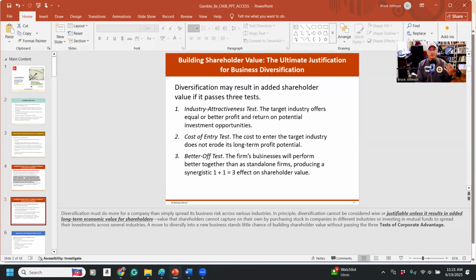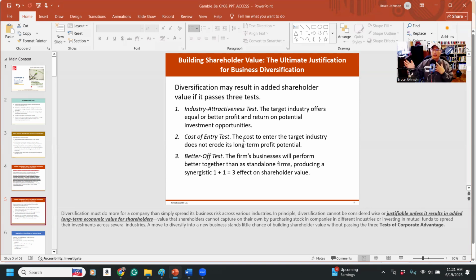So the three question test that they talk about, if you want to get involved in an unrelated business, you still need to go through these three tests. One is, is that industry attractive? The industry you're looking at getting into offers equal or better profit and return on potential investment opportunities. The cost of entry test is, does it make sense to do it?